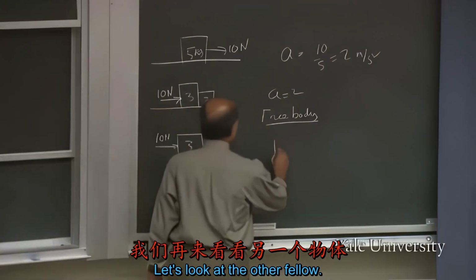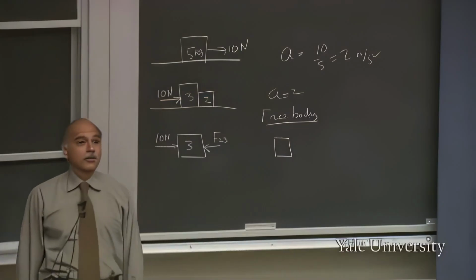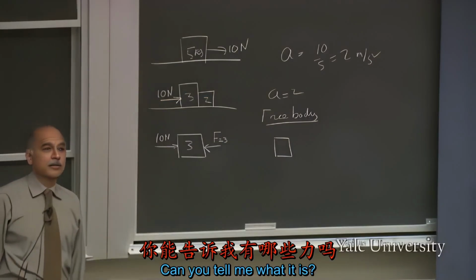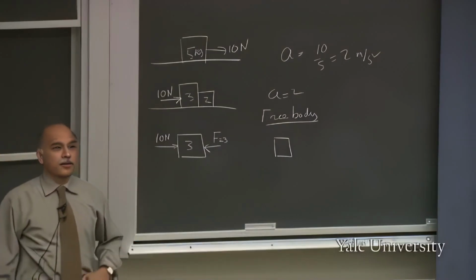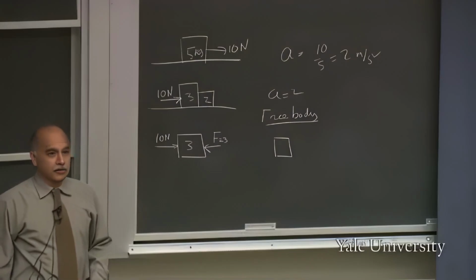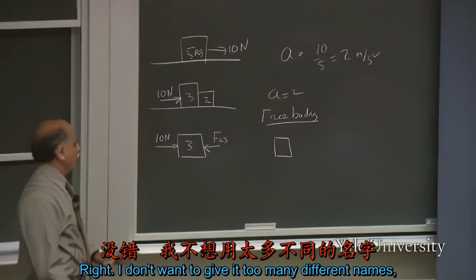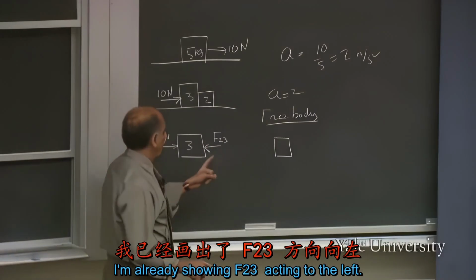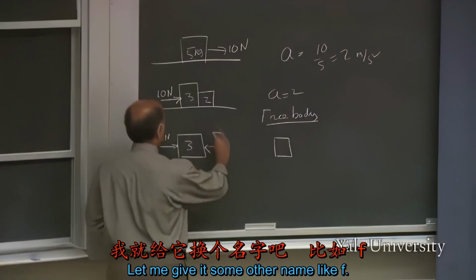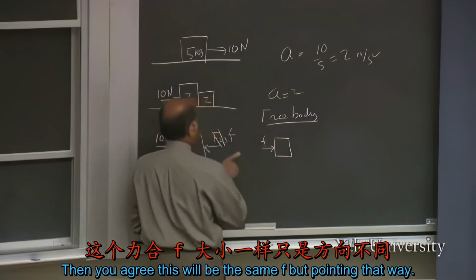Then let's look at the other fellow. Maybe you should complete the force acting on this one. Can you tell me what it is? The force is reacting on 2 and that one. And how big is that? Same as F2 on 3. Right. So I don't want to give it too many different names, because F23 and F32 are equal and opposite. I'm already showing F23 acting to the left. So let me give it some other name like F. Then you agree this would be the same F but pointing that way.